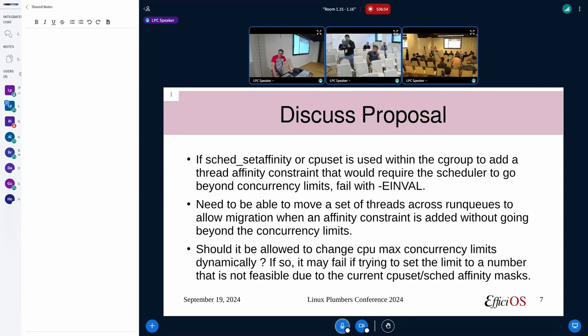So any C groups under that, if you do something wrong with the topology, then you give an invalid kind of message. Possibly you want to check that. So if someone specifies a topology that cannot be respected under those constraints?